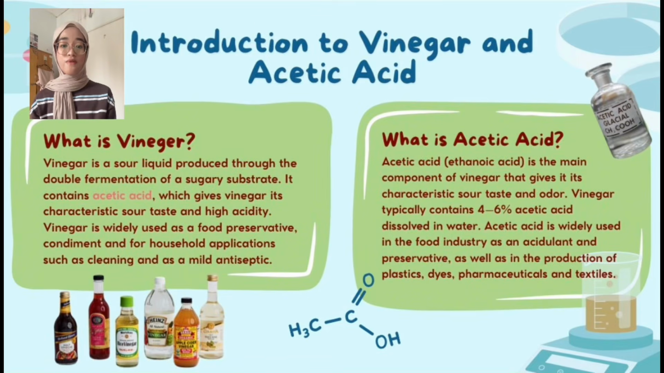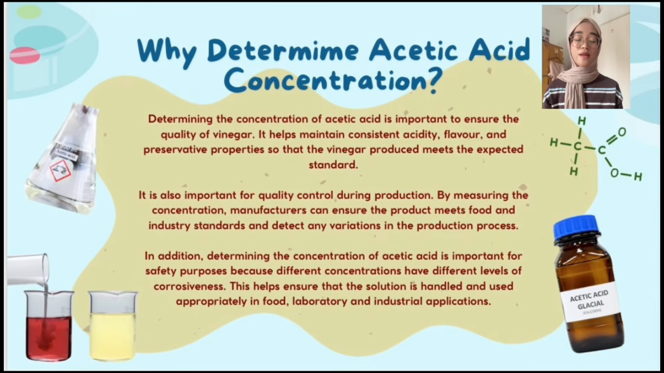It is responsible for the sour taste and smell of vinegar. Usually, vinegar contains about 4 to 6% acetic acid dissolved in water. Acetic acid is also widely used in industries such as food production, plastic, dyes, pharmaceuticals, and textile. Finally, determining the concentration of acetic acid is important. It ensures the quality of vinegar by maintaining consistent acidity, flavor, and preservative properties. It is also important for quality control during production to make sure the product meets food and industry standards and to detect any variation in the process.